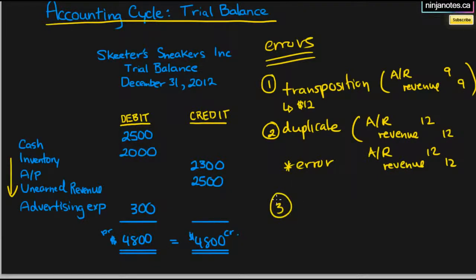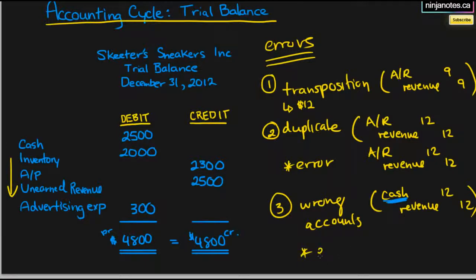Another one might be the wrong accounts being used, let's say instead of accounts receivable we used cash and revenue, even though this was a transaction that should have been on account. So we use the right amounts too, and it will balance. Debits will equal credits, but the wrong account, which is cash, was used.